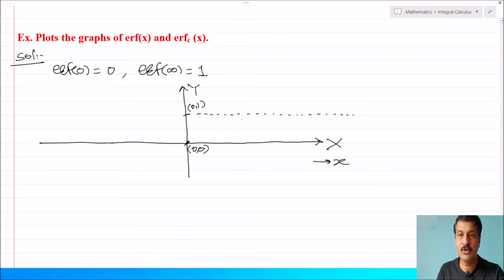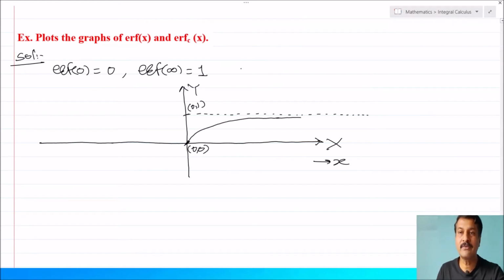Means from 0 to 1 we have to join smoothly. So I can join like this, I am getting like this. So at infinity the value will be 1. It is not at this. At infinity the value will be 1. So at infinity our curve and this dotted line will touch each other.